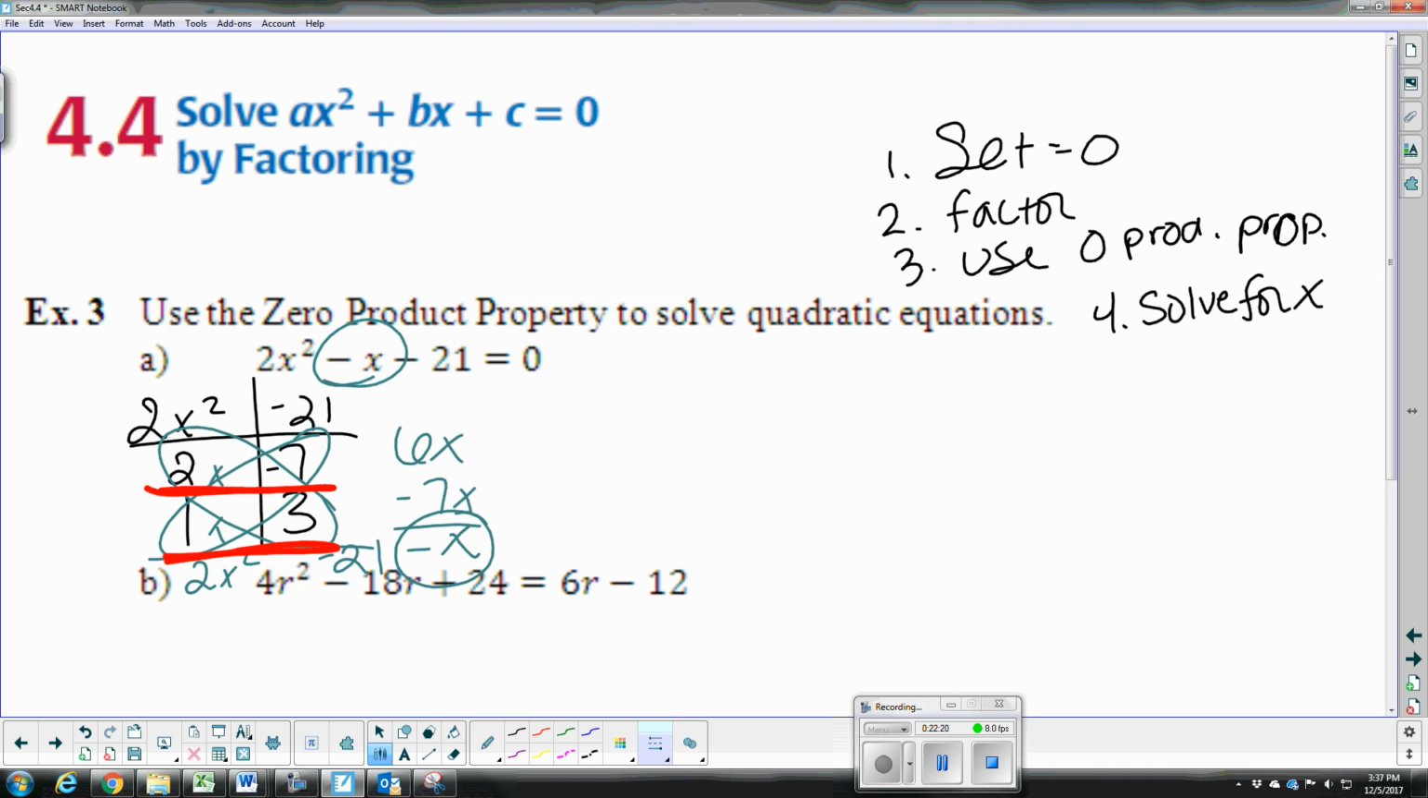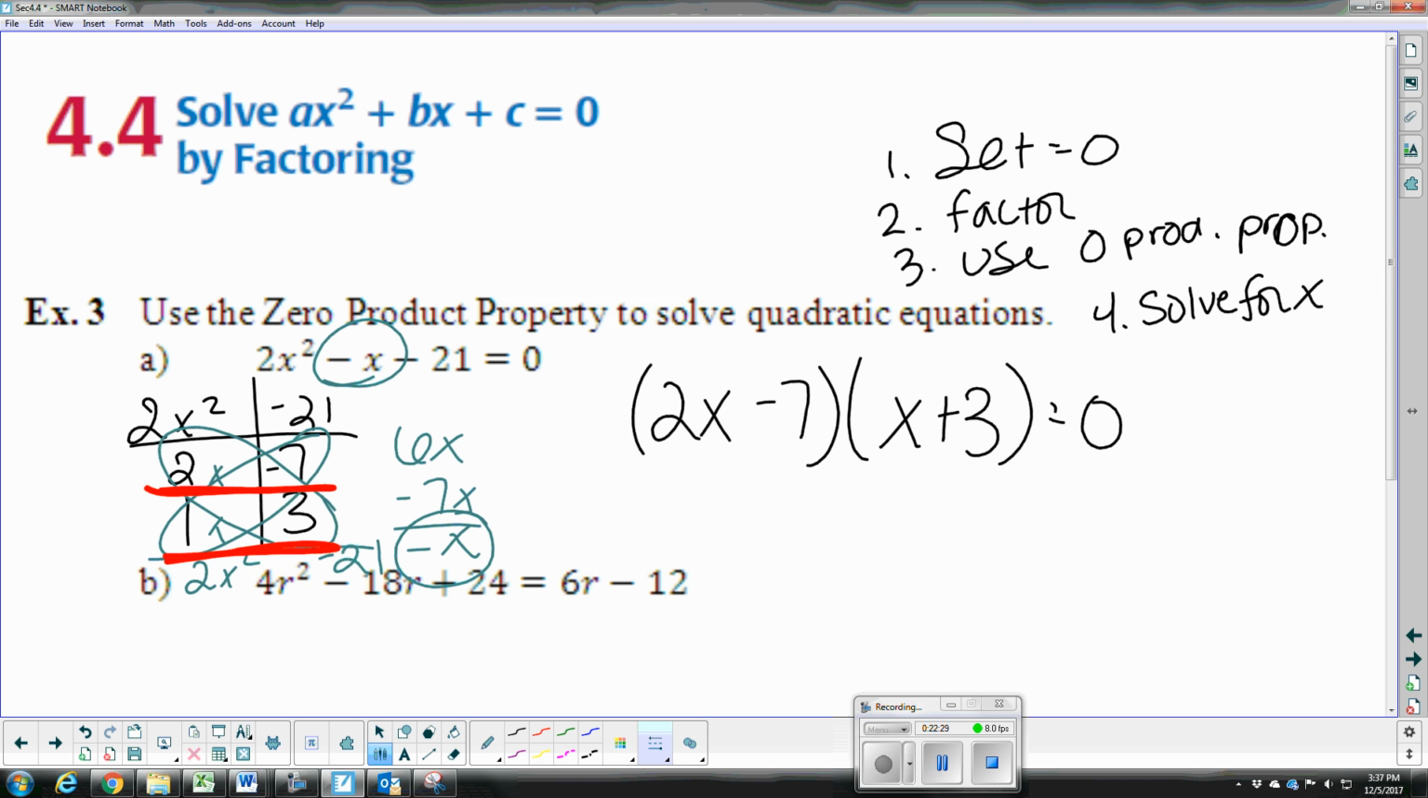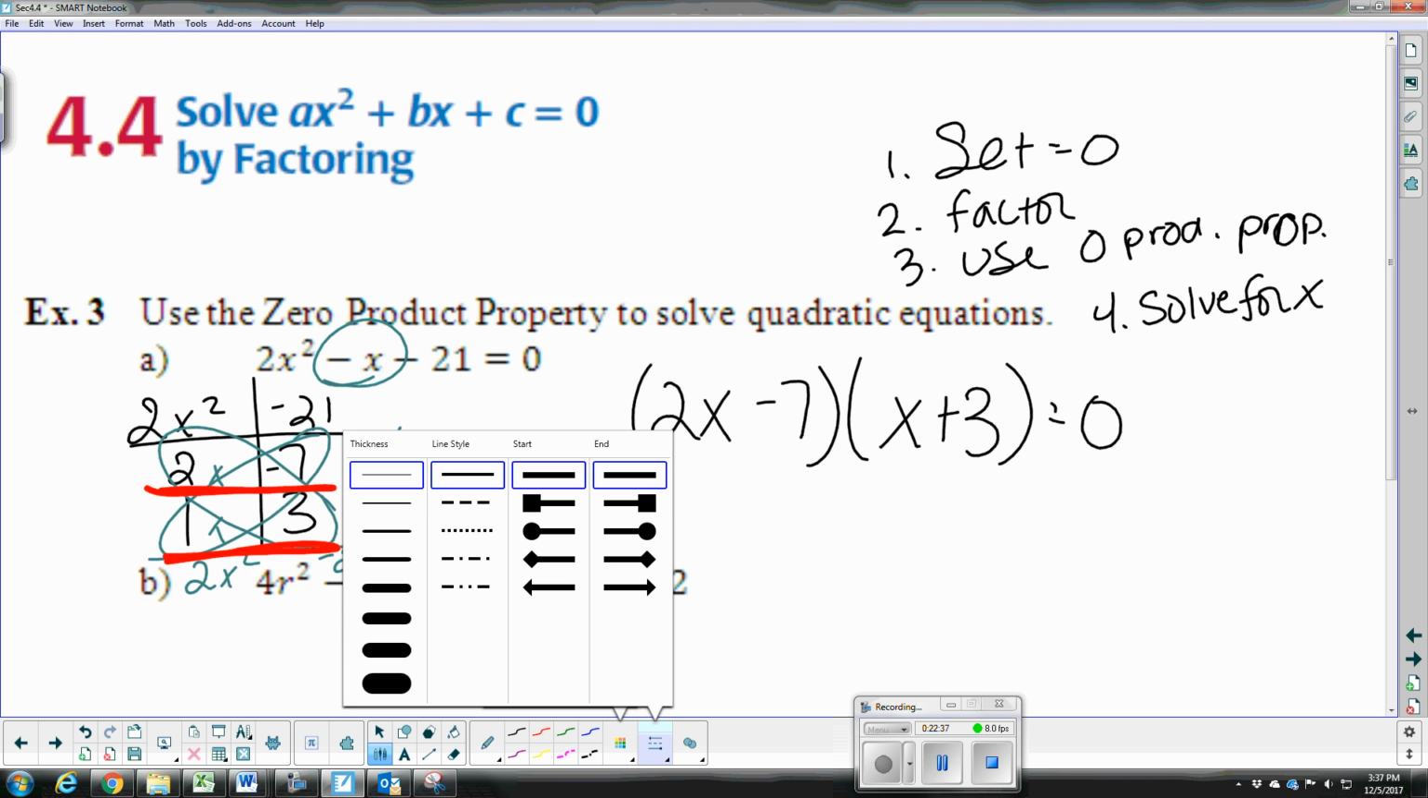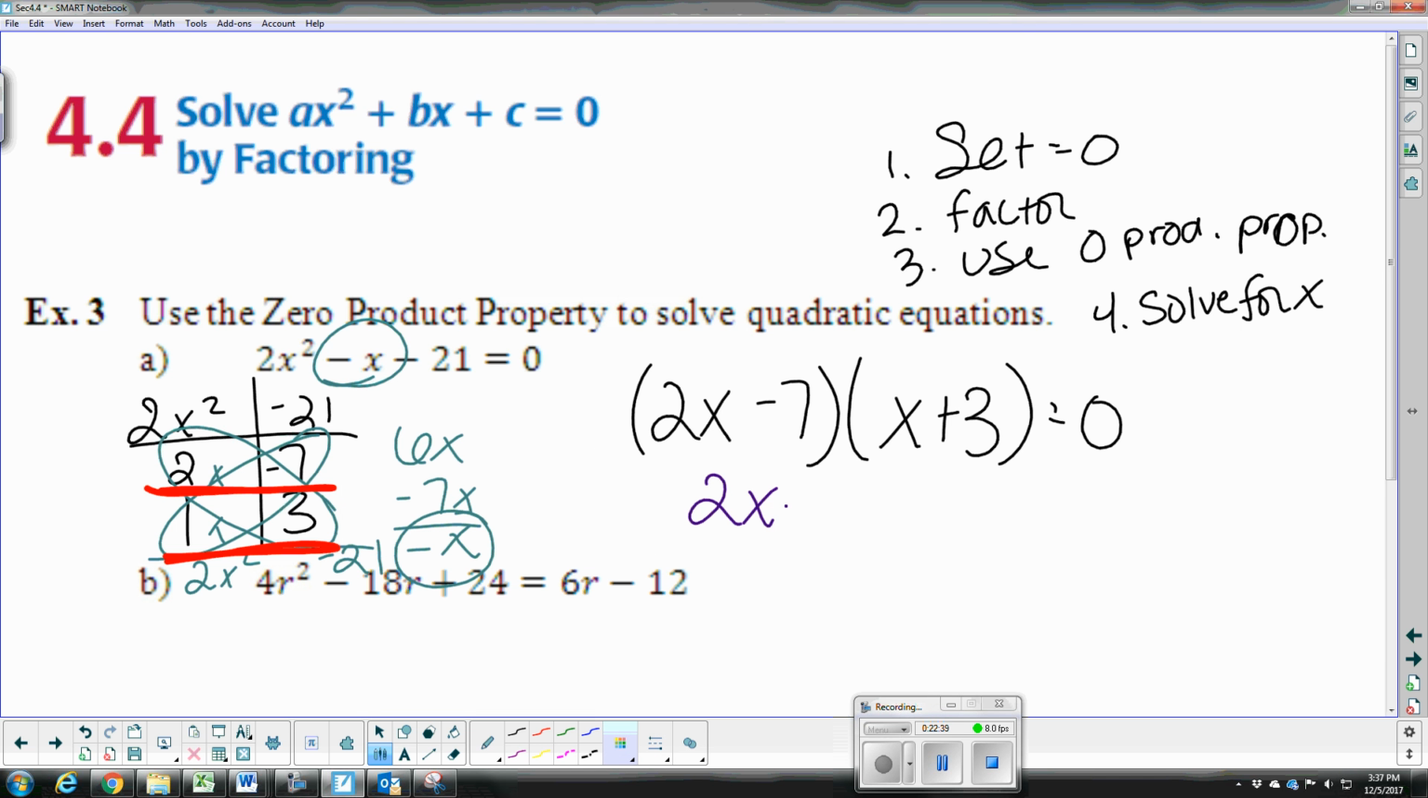So we've got 2x minus 7 times x plus 3 equals 0. Now the zero product property says either 2x minus 7 has to equal 0 or x plus 3 has to equal 0. So let's set those equal to 0. 2x minus 7 equals 0, or x plus 3 equals 0.